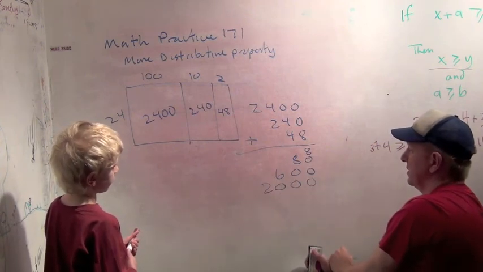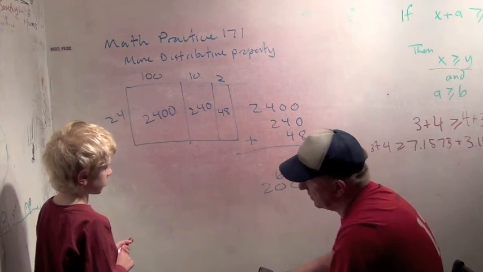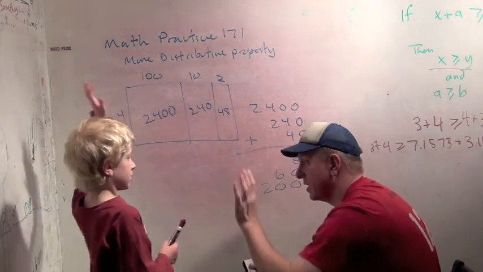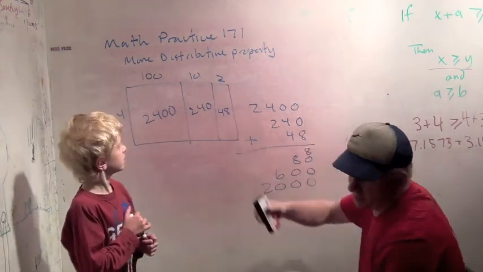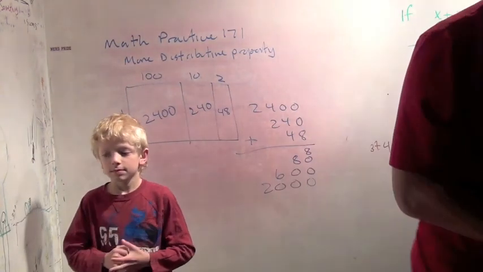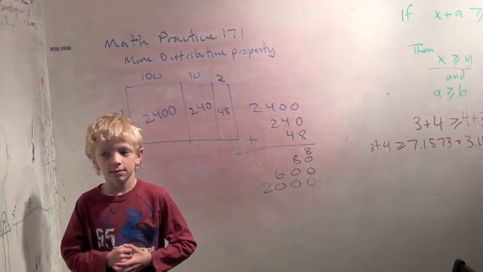What is it? 2,688. 2,688. Okay, good job. Got some tricky rectangles today, so we'll make sure we go carefully, all right?